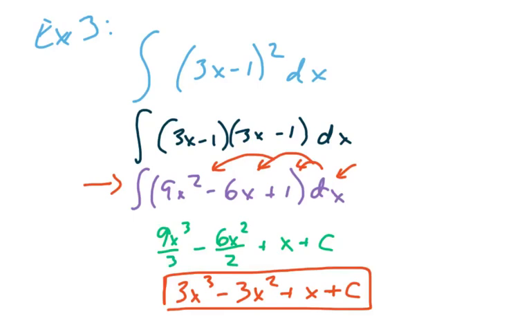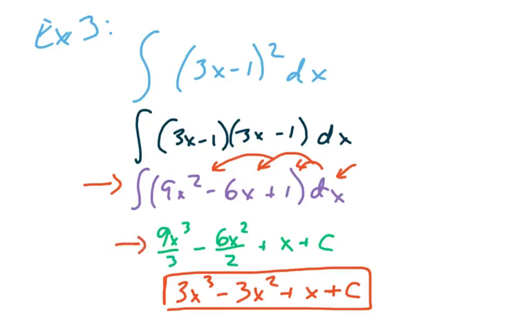When I take the antiderivative of each term, again, I'm going to add 1 to the exponent of the variable and then divide by that new exponent. So antiderivative of 9x squared is 9x cubed over 3. Antiderivative of negative 6x is negative 6x squared over 2. Antiderivative of 1 is x, and we cannot forget about our plus c.